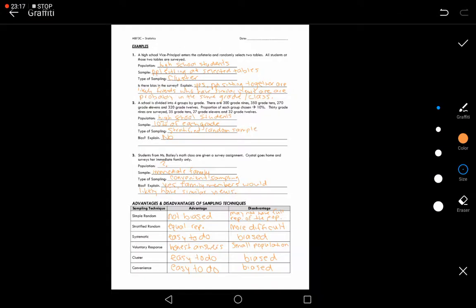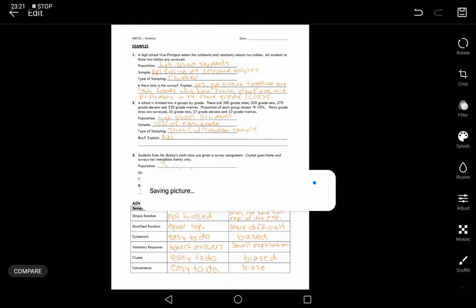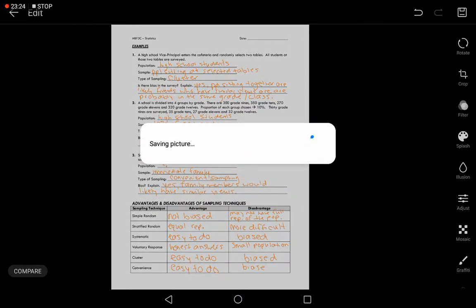Okay, so we have one more short page to this note.